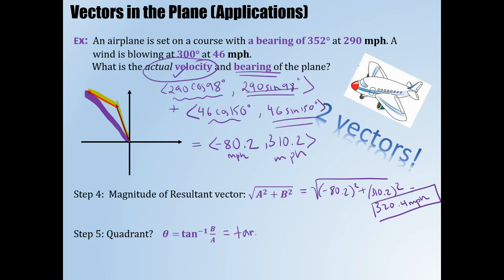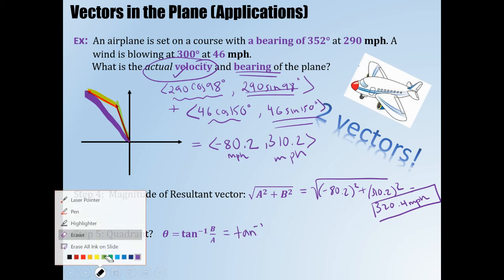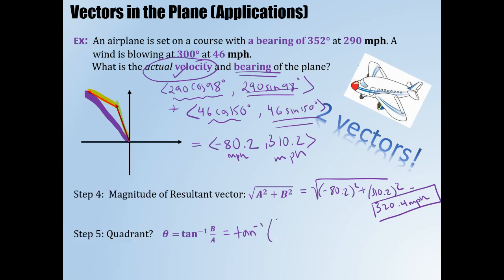So the tangent inverse of, I can ignore the negatives, or I could put them in. It's up to you. The tangent inverse of 310.2 over 80.2. And you've done this before. We can use our calculators and say the tangent inverse of 310.2 over 80.2. I'm going to do it in degrees because that's what it's given to me in, and that's more common. And I get about 75.5 degrees. So that means that this angle is 75.5 degrees.